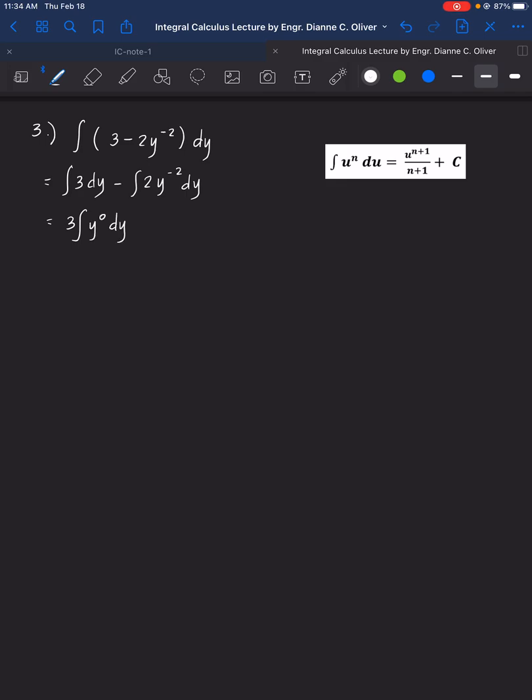Again, using the same formula pattern. Now this is equal to, so let's distribute again the integral sign. Then integral of 3 dy minus integral of 2y raised to negative 2 dy. This is 3 times y raised to 0, it's just as stated earlier. y raised to 0 is equal to 1. So minus integral of 2y raised to negative 2 dy.